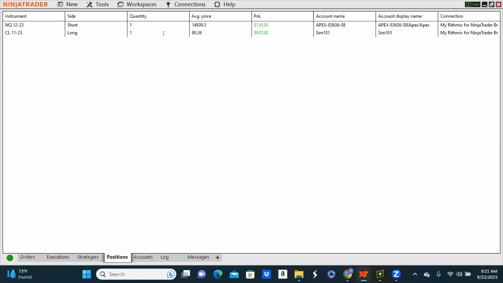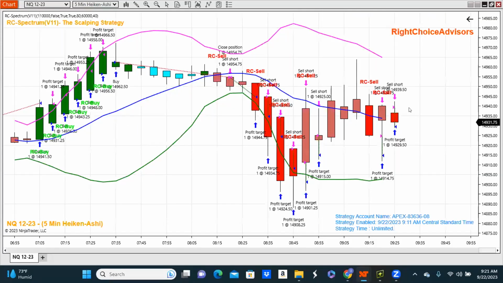So already she has another $150 unrealized. Already she made 200. Yeah, there is one more profit target filled. So 200 plus 200, $400 is done.